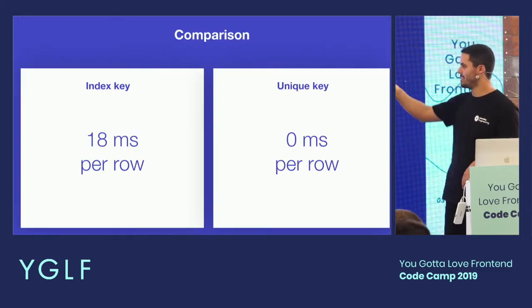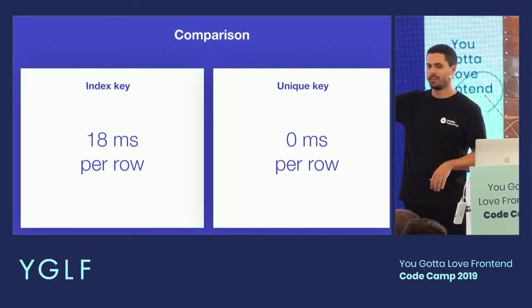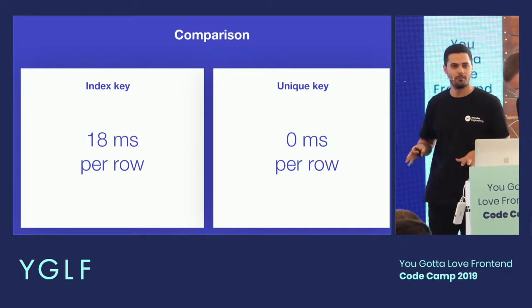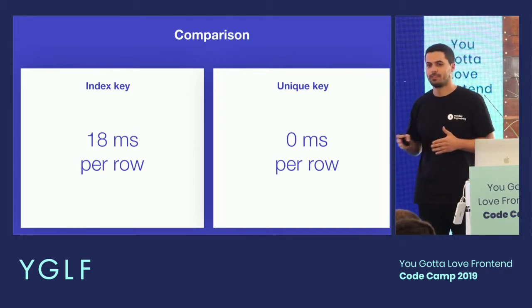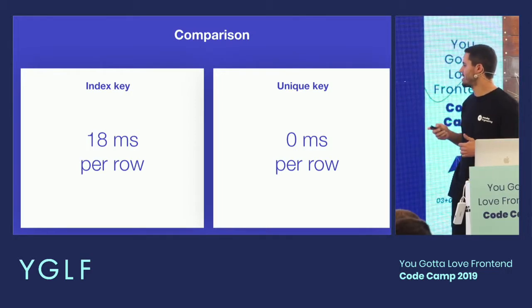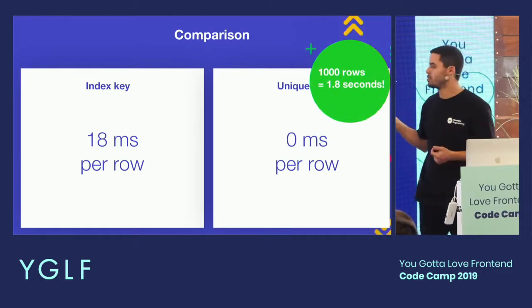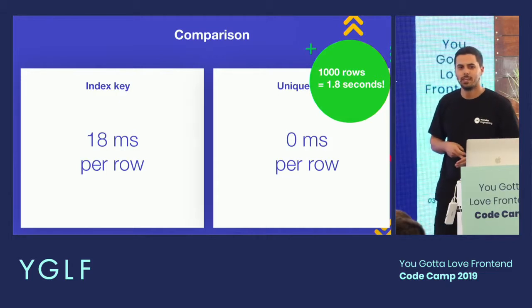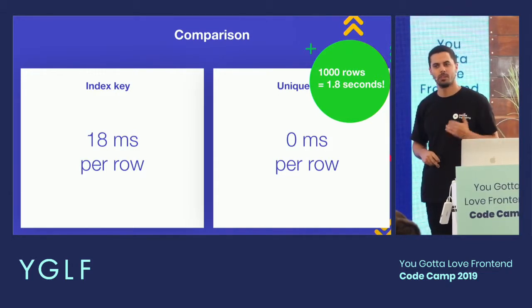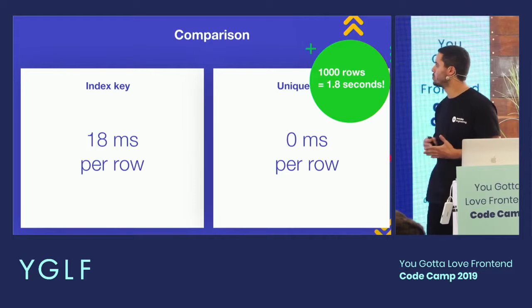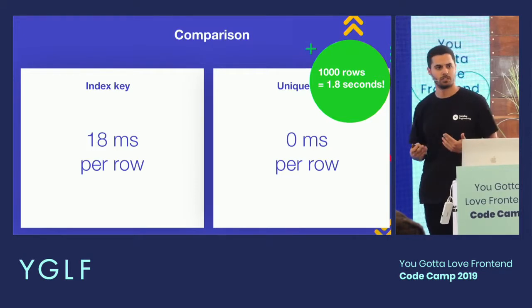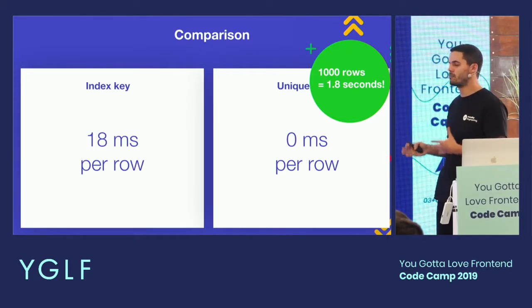Okay, so again, in the first example with the index, we had 18 milliseconds, which sounds maybe not that much, and 0 milliseconds in the unique ID example. But again, when we talk about 1,000 rows, it would take 1.8 seconds only to delete 1 element. So think about how impactful it would be, in terms of user experience, to save that with a very, very simple action.